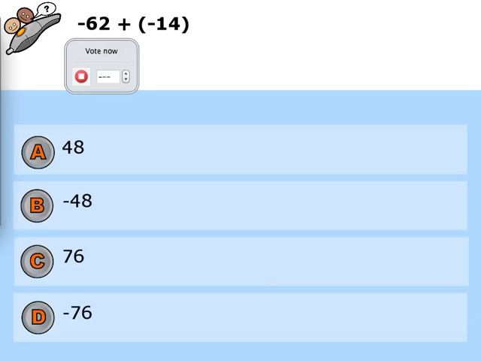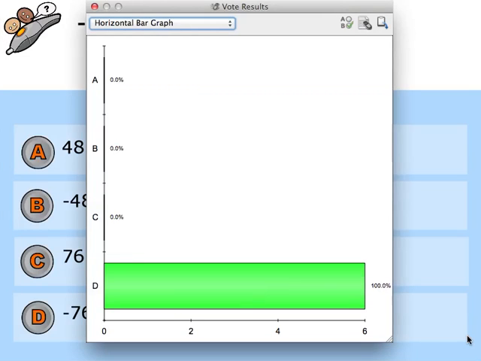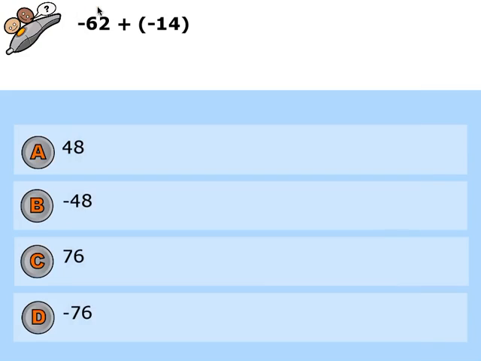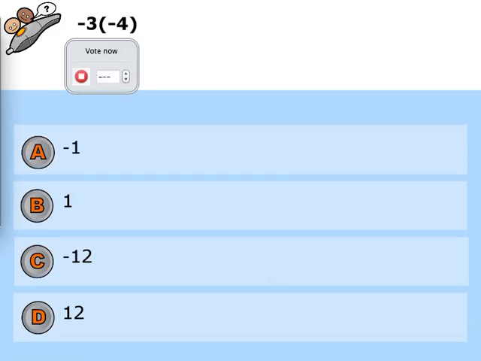Let's look at this one. Negative 62 plus negative 14. Answer is negative 76. Nice job. Questions, by the way? Kind of remembering this from last year, from the years before? All right, now this one's different. What's the operation between these two? Times, right? It's multiplication.